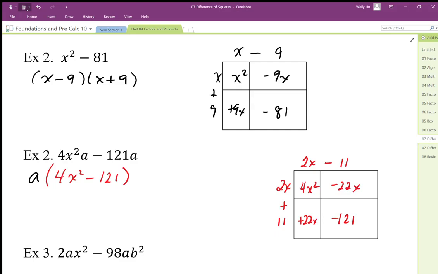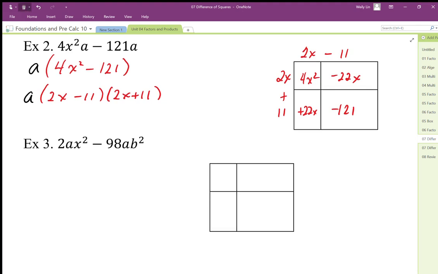So now, once we factor out the a, and again, just a really important reminder that we have to factor the greatest common factor first. Now that we have factored the greatest common factor, we're left with the conjugate pairs as our length and width.